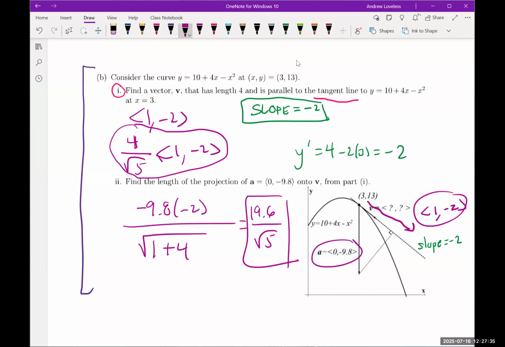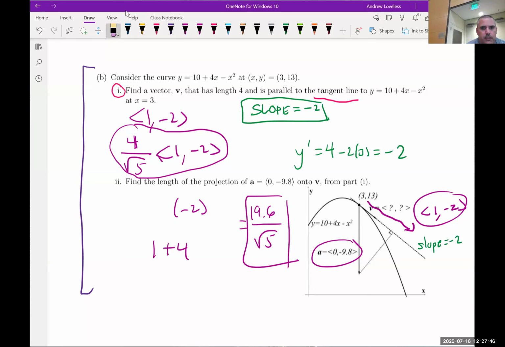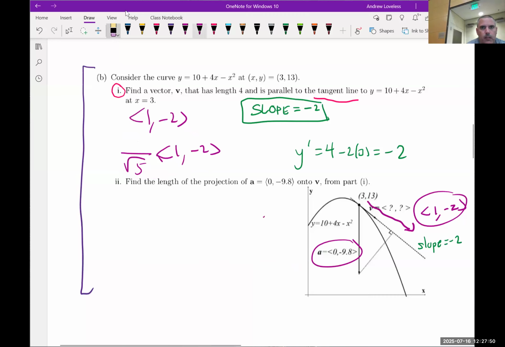Wait, sorry, question. I think I missed a step here. Where are we getting the 4 over √5 here? Oh, let me erase this, because this was something separate I was saying. So the square root of 5 is coming from the length of this vector. The length of this vector is the square root of 1 squared plus -2 squared, which is square root of 5.